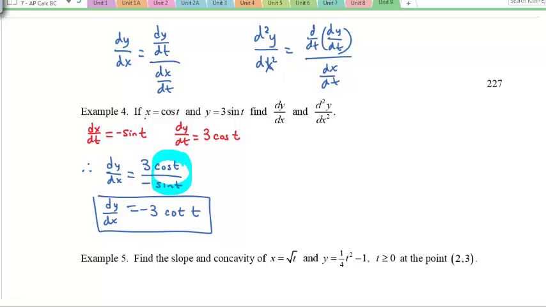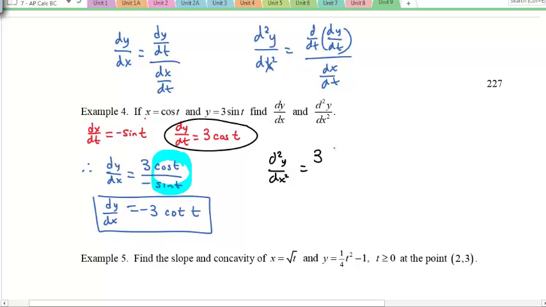Okay, now trying to find d squared y over dx squared using the formula d/dt of dy/dt, the derivative of dy/dt. Here's dy/dt. So the derivative of cos, well, the 3 is there. The derivative of cos is, oh, wait a minute. Did I say dy/dt? Oh, I made a mistake. It's not dy/dt, it's dy/dx. Remember, you're supposed to replace y with dy/dx. Make the change. My fault.